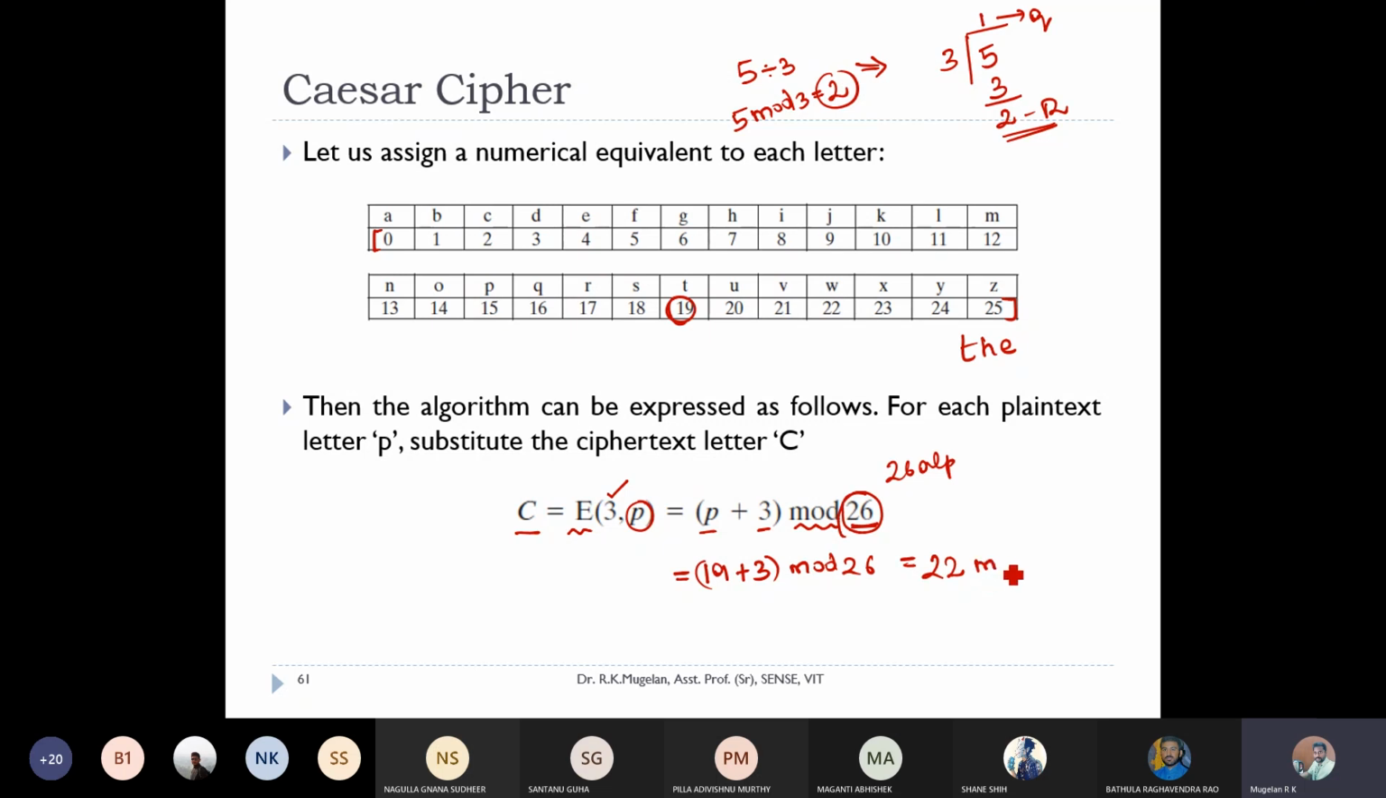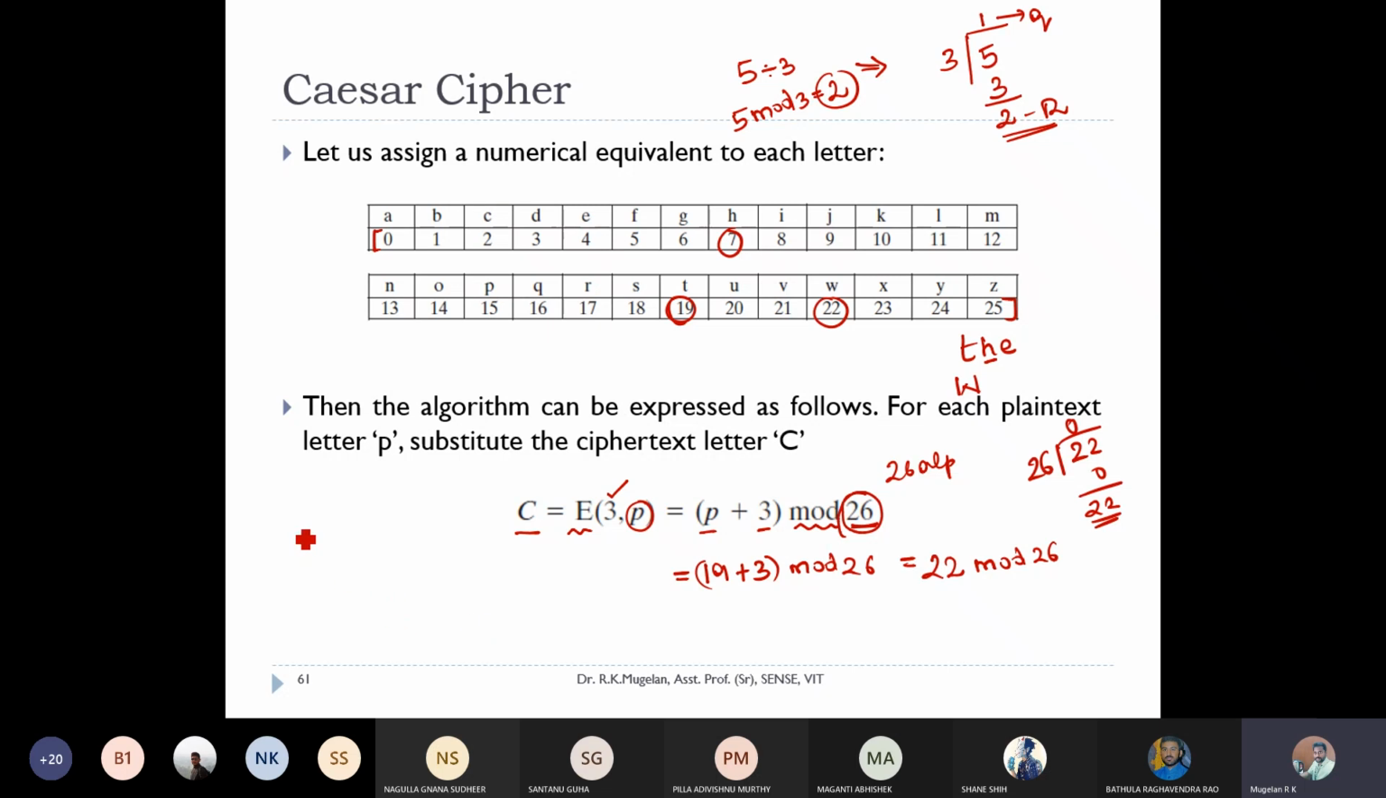Right. 22 mod 26. We can't divide 22 by 26, or simply 26 goes 0 times. So the answer will be again 22, the remainder. So 22 is W, right? So the T will be replaced with capital W, and H is 7.